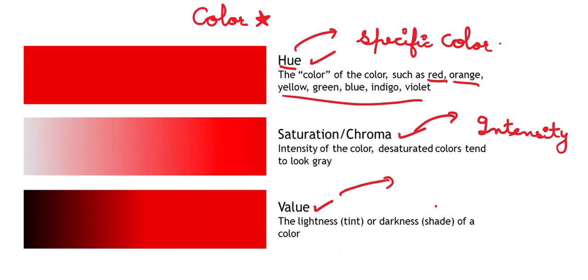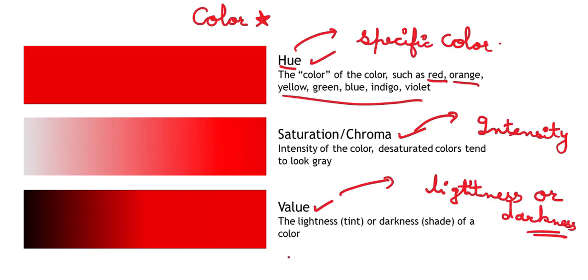The third is brilliance or value. The brilliance or value denotes the lightness or the darkness of an object. So it is about diluting the color with black or white to produce either a lighter or darker shade.